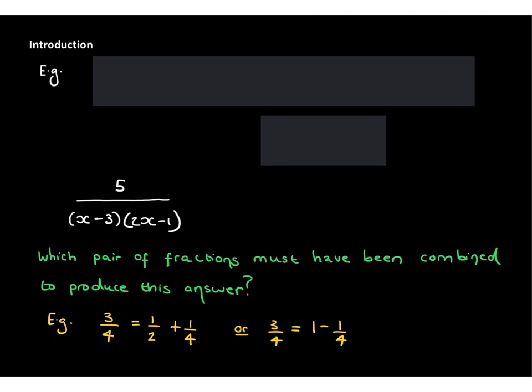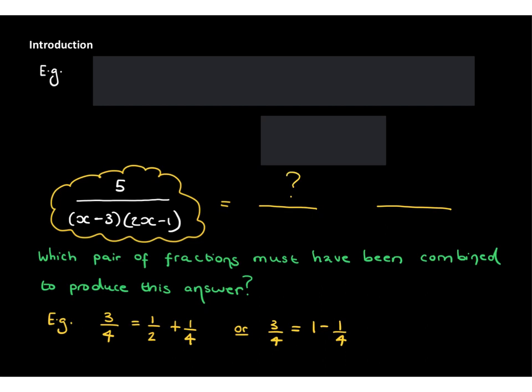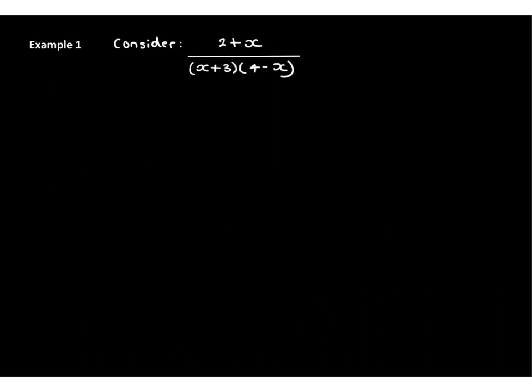So is that the same for an algebraic example? That's what we want to find out. Is it possible to work backwards? So having been given a single fraction like this, is it possible to work out which pair of original fractions would have perhaps been added together or subtracted to give us this as an answer? And that's what we're aiming to work towards.